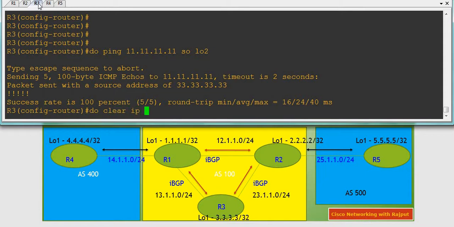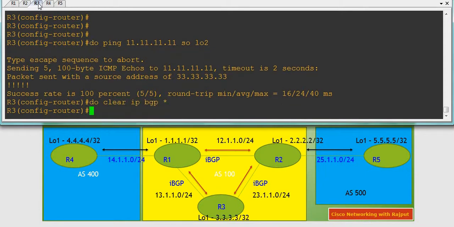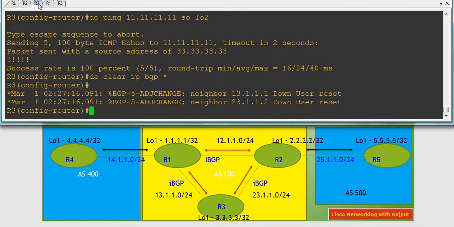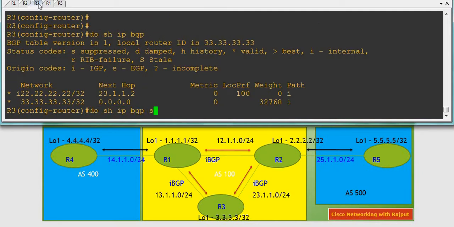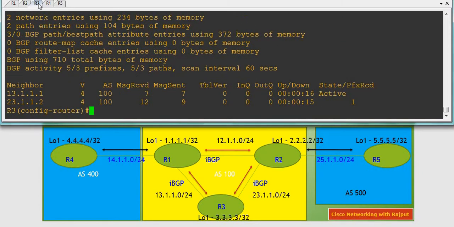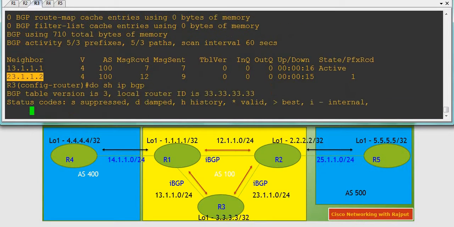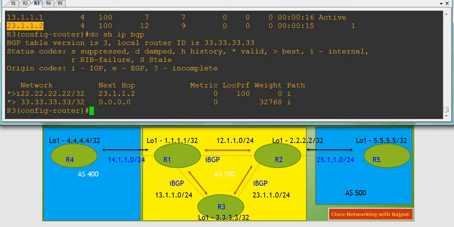Let us clear iBGP so that we don't need to wait 3 minutes for BGP to reset the neighborship. Okay, router 1's neighborship with router 3 is down because the physical interface is down, and neighborship with router 2 is up. So let us check the BGP table. Currently, router 3 doesn't have any prefix from router 1.